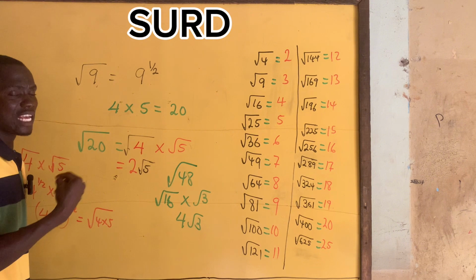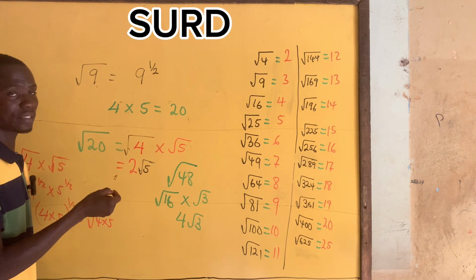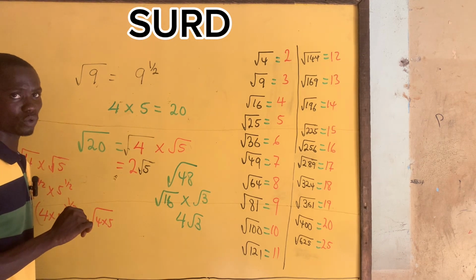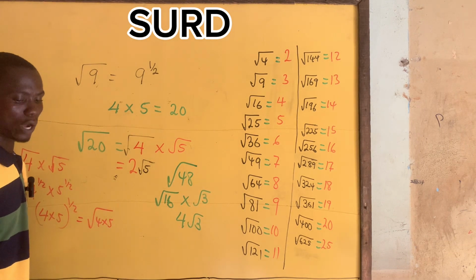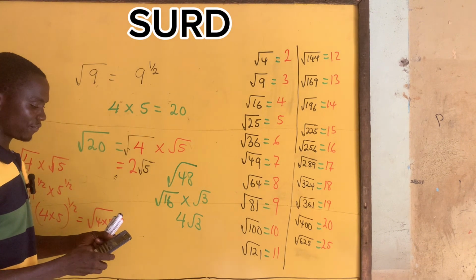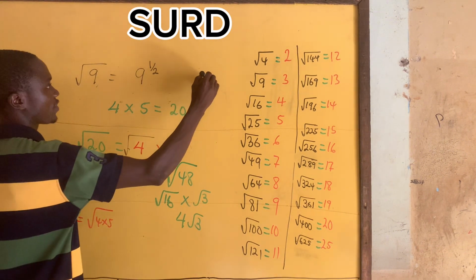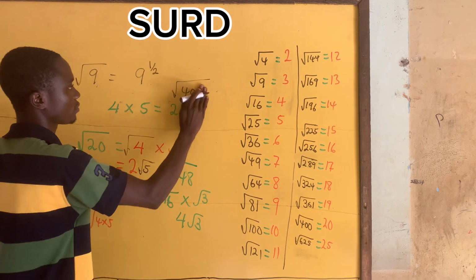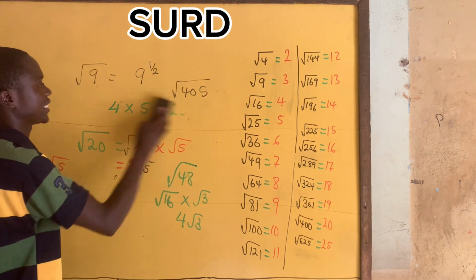So if I'm an examiner and I want to give you a question, I will just take one of the perfect squares and multiply it by a number that is not a perfect square. Look, if I take 81, I will just multiply 81 by 5. So 81 by 5 is 405. So I will tell you to simplify square root of 405. So how would you simplify this?